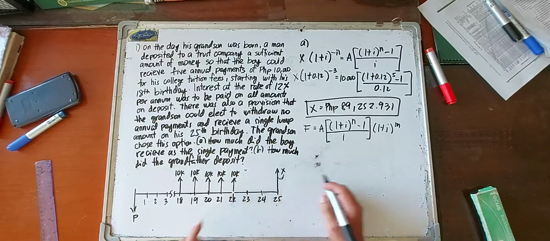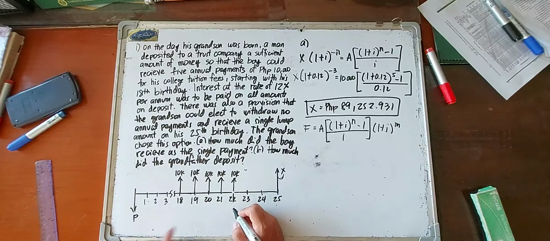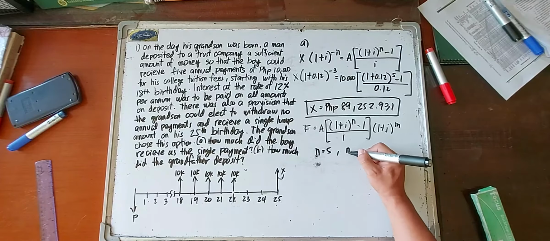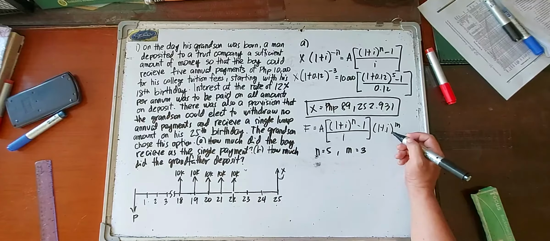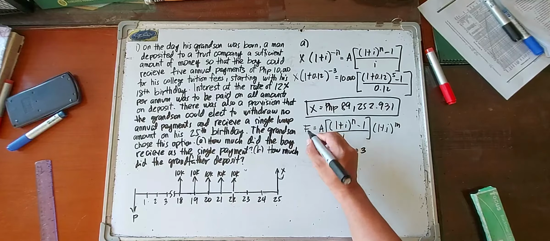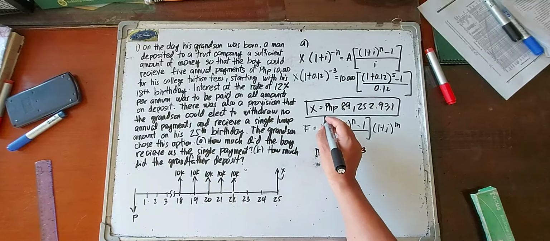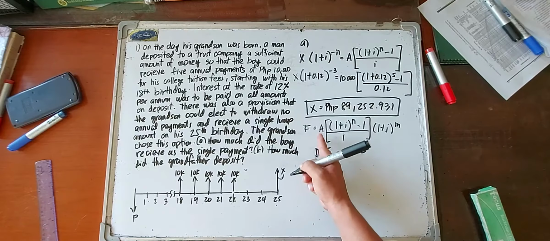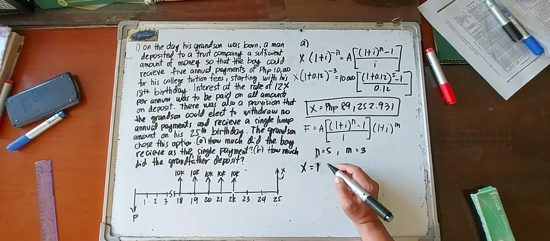Okay, yan yon. So if that is the case, n natin is still 5, and m now is equal to 3. Ito. So instead of using f, our notation is x in this particular cash flow. So let's change our notation. So annuity is 10,000, and the periodic payment is 10,000.